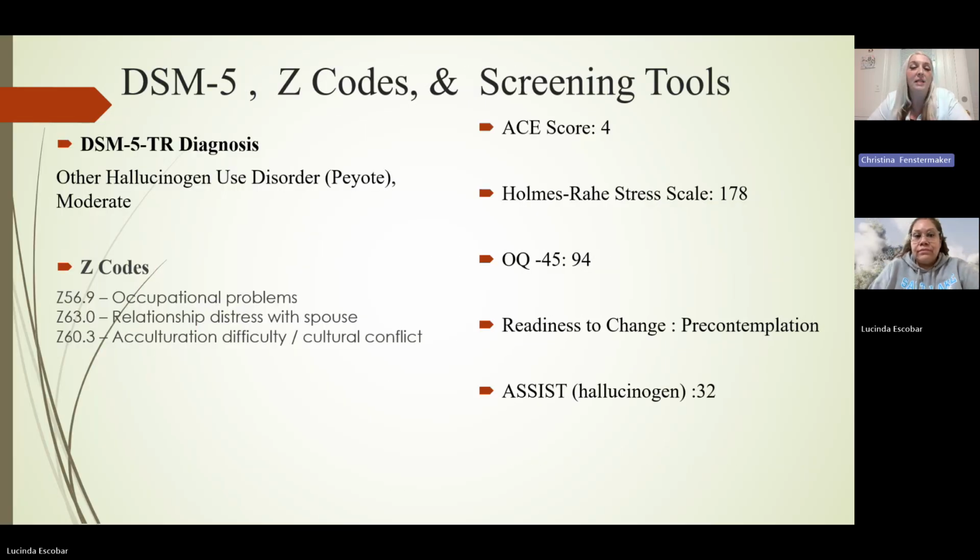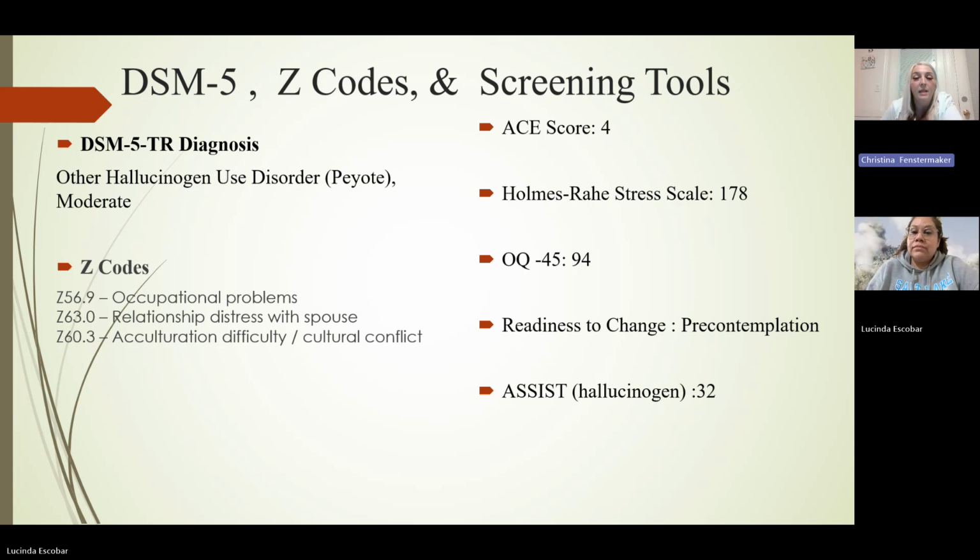The next slide is our DSM and our Z codes. So, of course, the DSM diagnosis is other hallucinogens use disorder, so peyote. He does have a moderate use for that. Our Z codes that we included for the case study are Z56.9, and that's for occupational problems, which is work-related stress or difficulty affecting his well-being. And then the Z code Z63.0 is for relationship distress with spouse, which means that he, of course, is showing ongoing conflict or stress in a marital or a partner relationship.